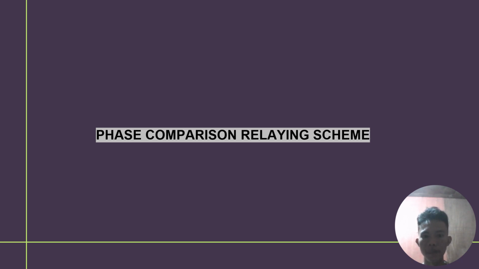And the phase comparison relaying scheme also uses a type of relay which is number 87, which is the differential relay.